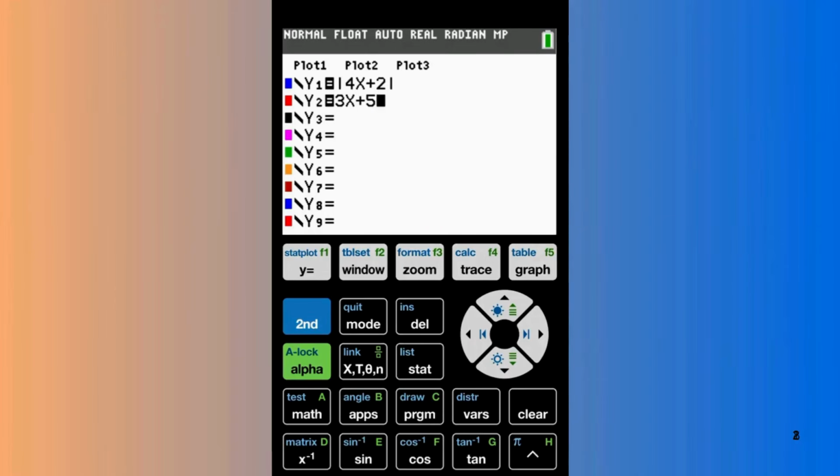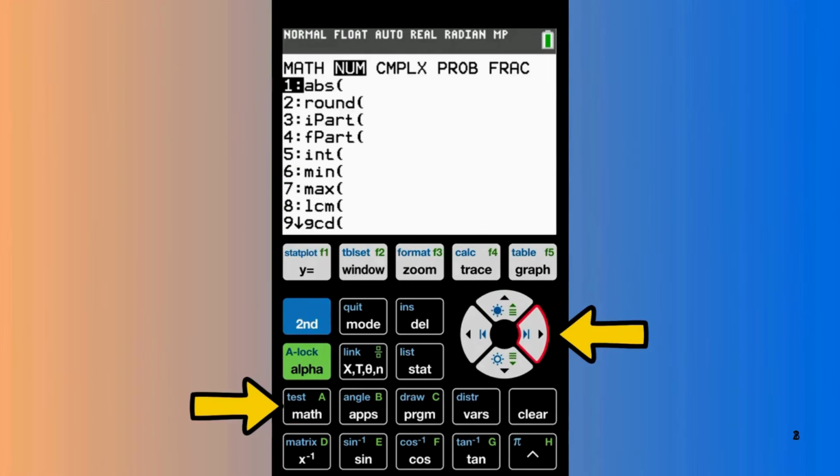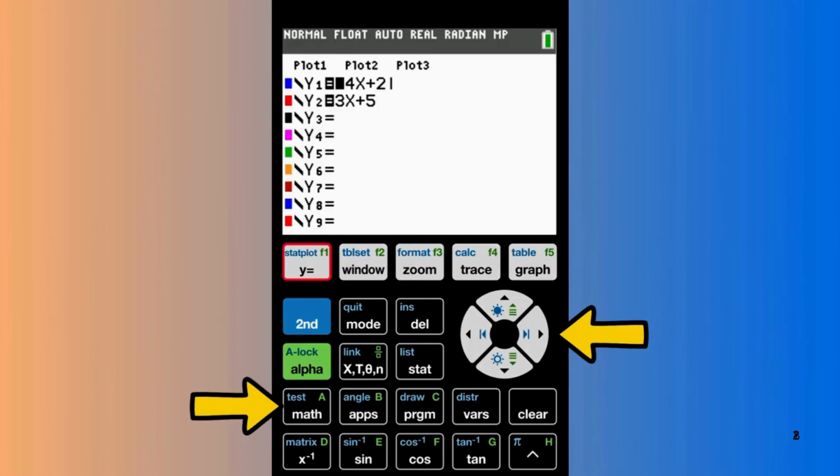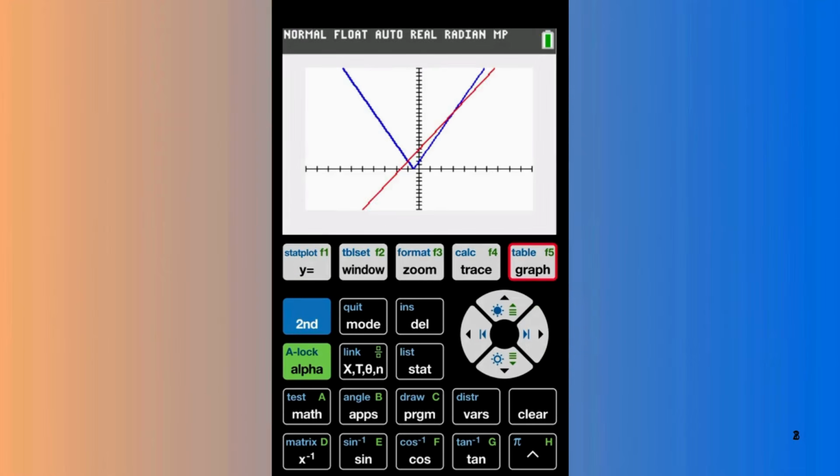So I hit the y equals button, and I already have the functions typed in here, but in case you need to know how to get to the absolute value sign, you just hit the math button, scroll right to num, and then hit number 1 for absolute value. So now we have the two functions. We're going to hit graph so we can see what they look like. And I've already adjusted my window a bit.